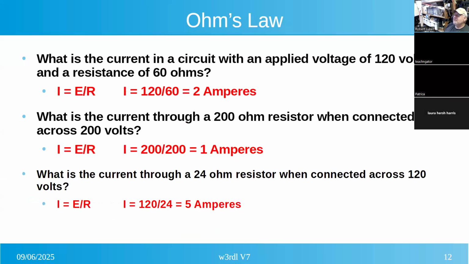Well, there'll be some actual questions like these. That's why I'm showing examples.